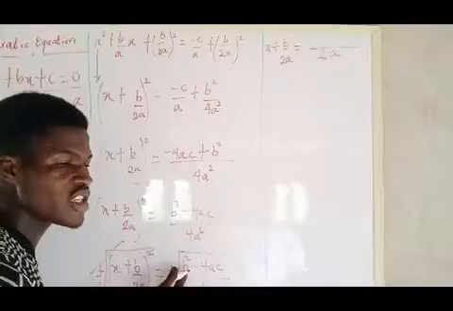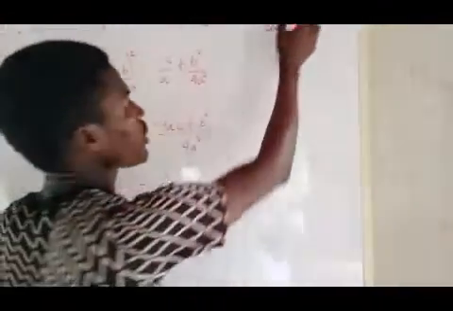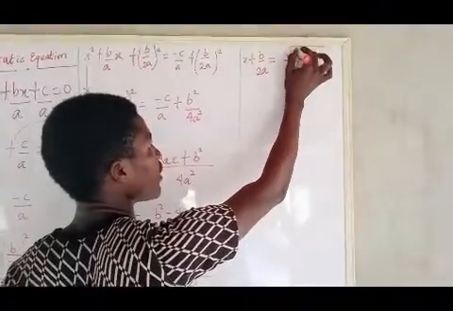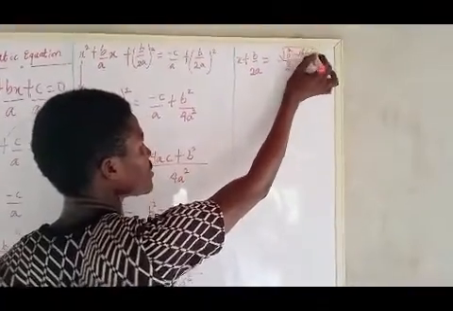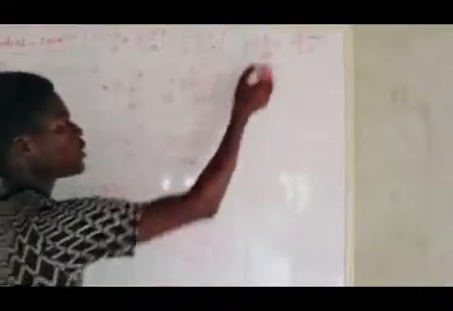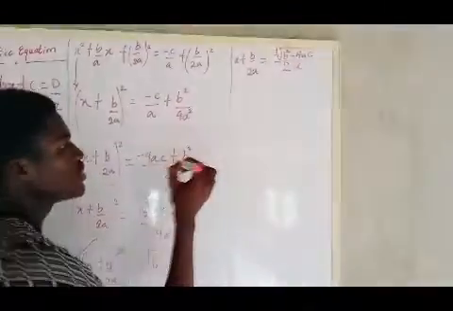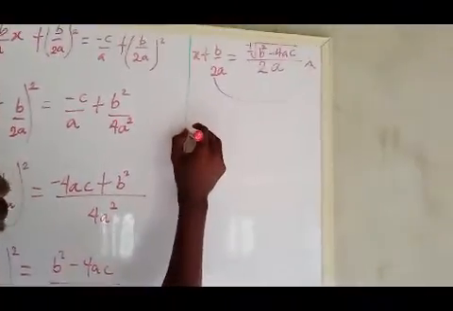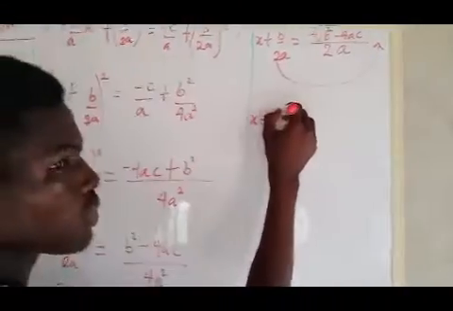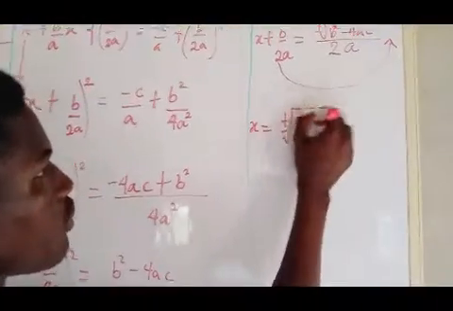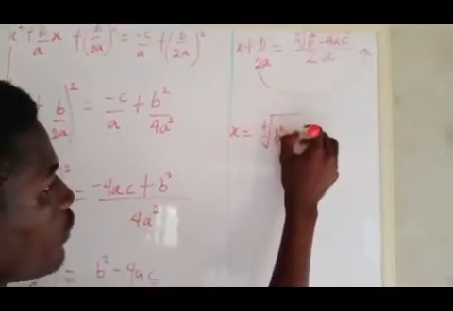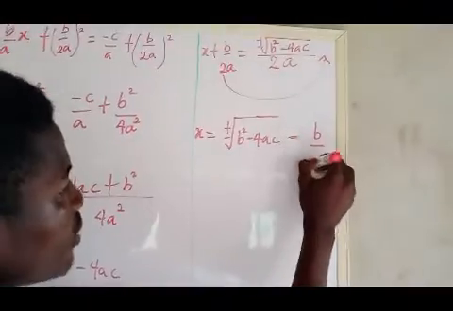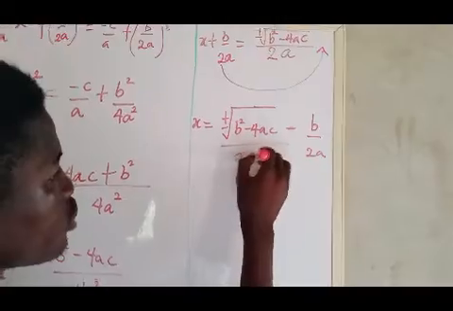It will not affect this b squared because of this minus, so you are going to take the square root of everything up again: b squared minus 4ac. All right, so now don't forget your plus or minus. So the next thing to do is to bring everything here to this side. So I'll be left with what? x equals to plus or minus the square root of what? b squared minus 4ac, minus b over 2a. This one is also over 2a.